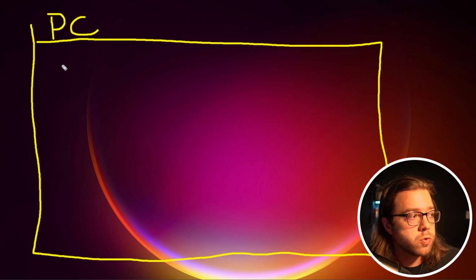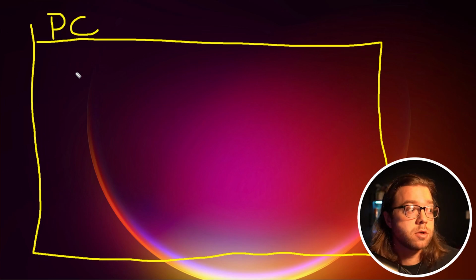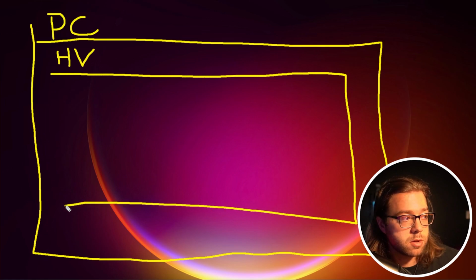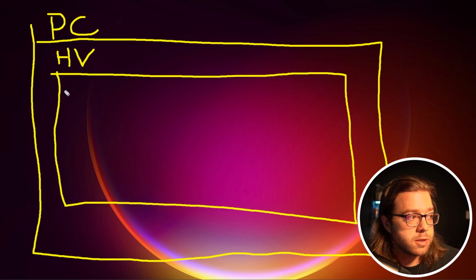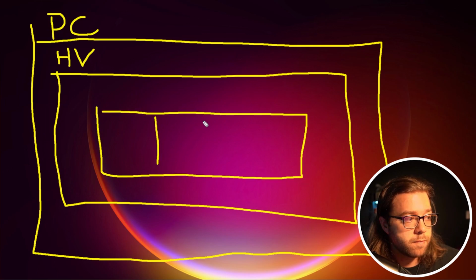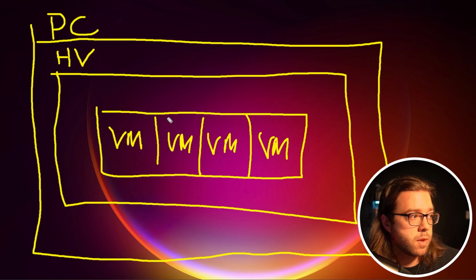What you're going to do is, instead of installing the Windows operating system and going from there, you're going to install something called a hypervisor type 1. The hypervisor will sit right here. Voila. Let's draw another box. And then inside of the hypervisor, you will have a VM, and a VM, and a VM, and a VM. That's really it.